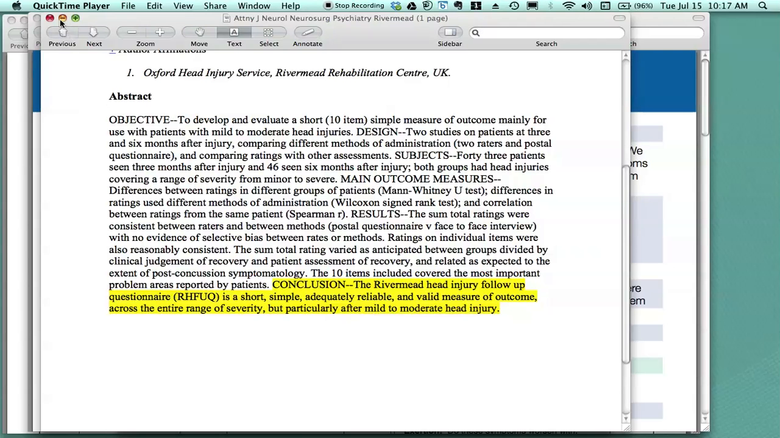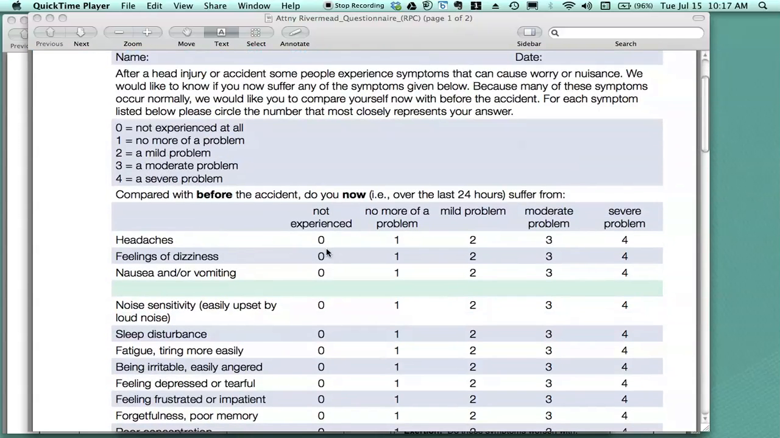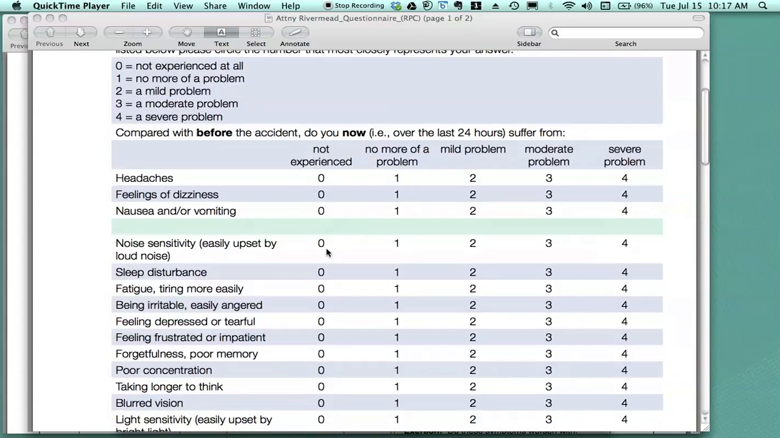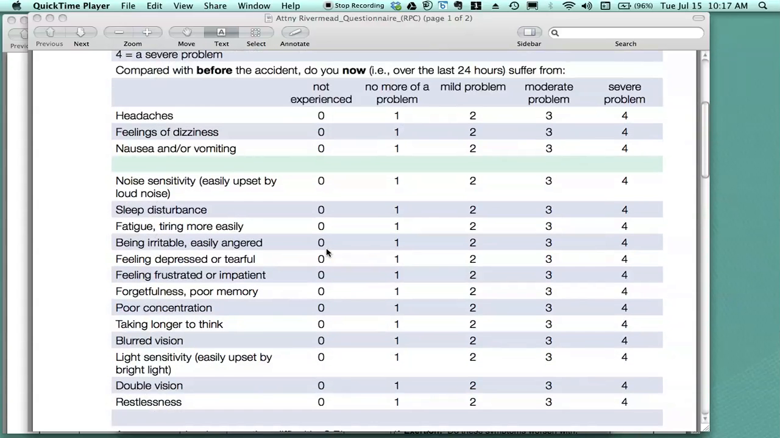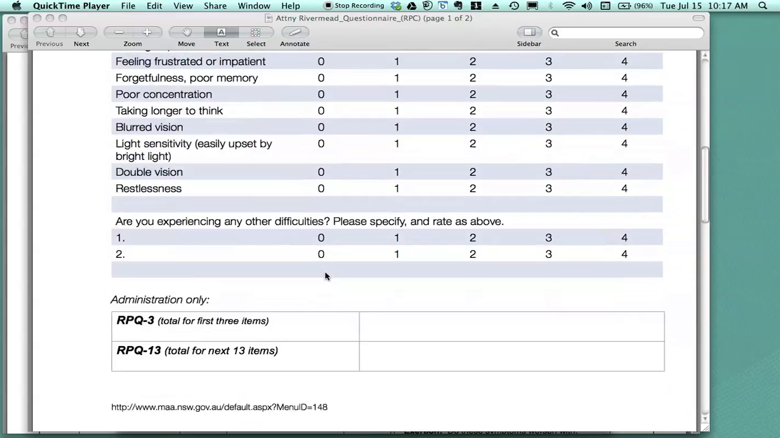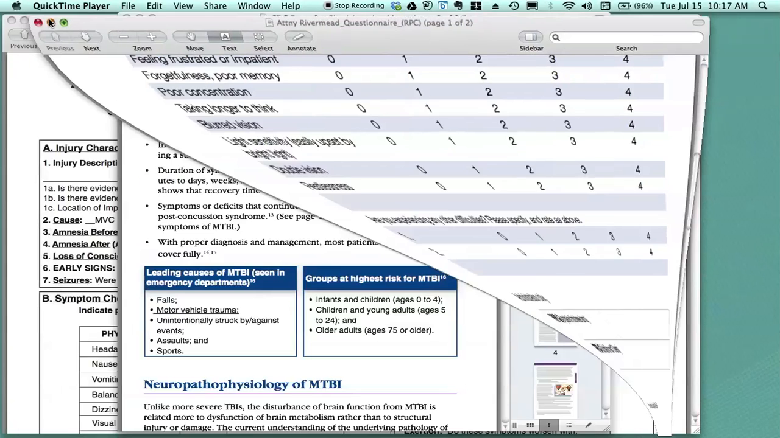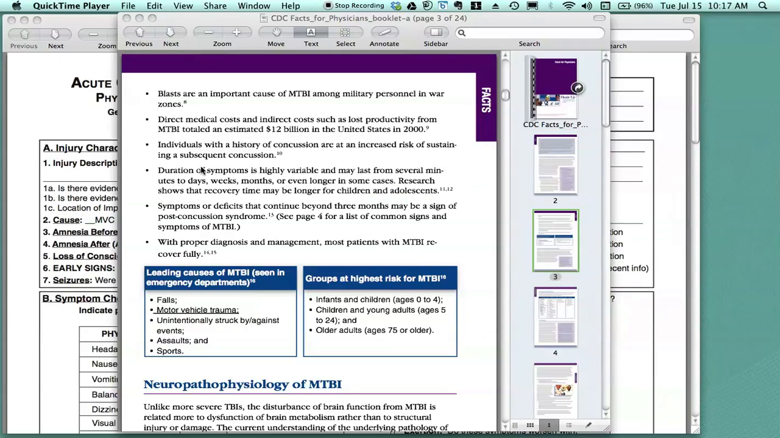This Rivermead is a post-concussive symptom questionnaire, and the patients rate it. There is a typical scoring process, and it helps us mark and monitor the potential for a mild traumatic brain injury. Along with the Rivermead, when we have patients that have head injuries or seem to have head injuries, we also use the CDC's questionnaire.